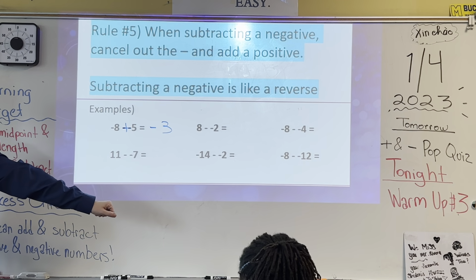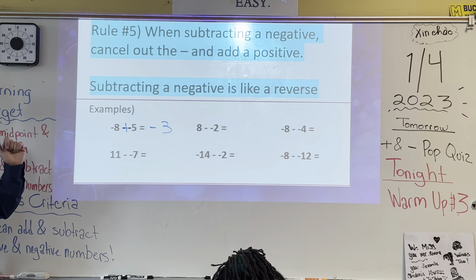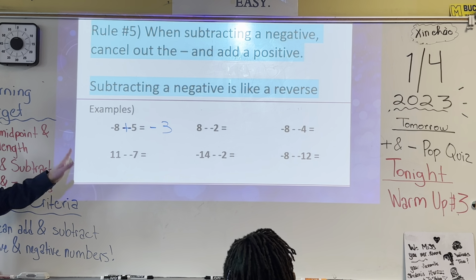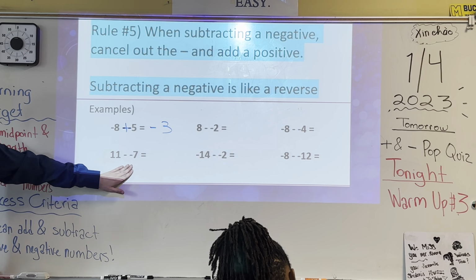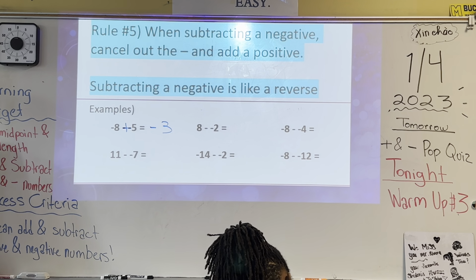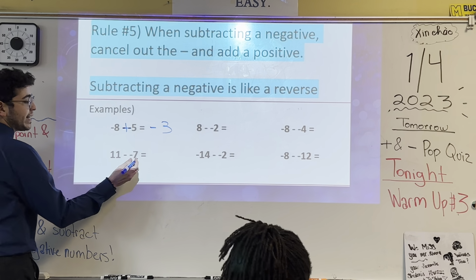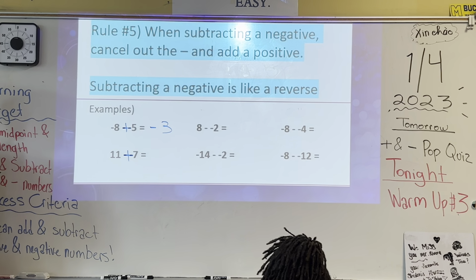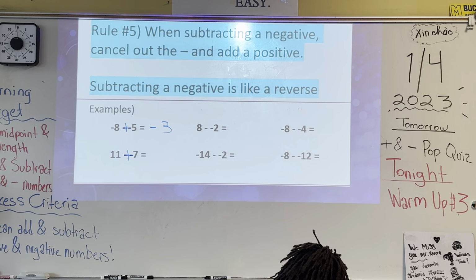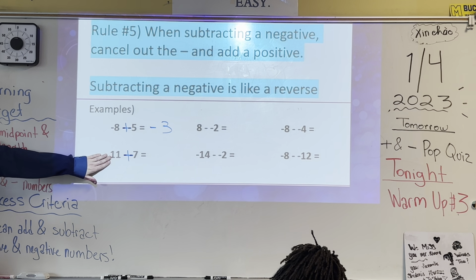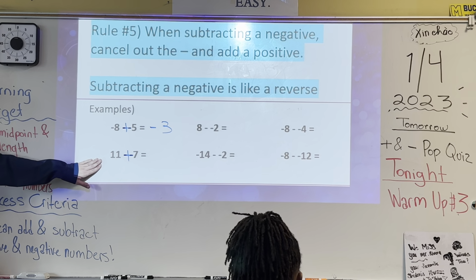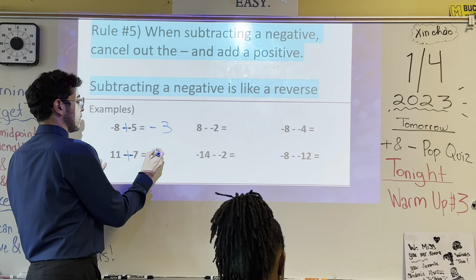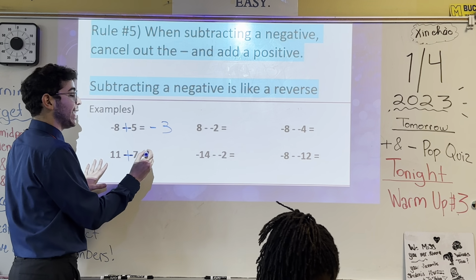You're going to subtract, and you're going to make the answer the positive. Now, you don't subtract every time, because look right here. Here we have 11 minus negative 7. You connect them. What's this problem now? 11 plus 7. Should your answer be negative? Absolutely not. 11 plus 7 is what? 18.